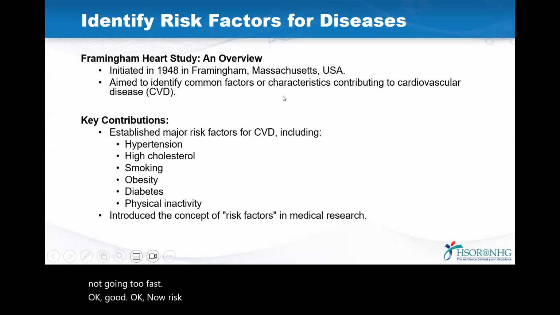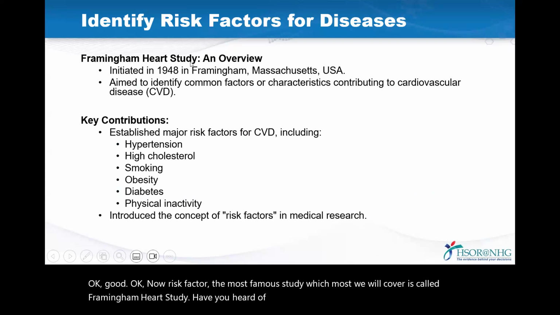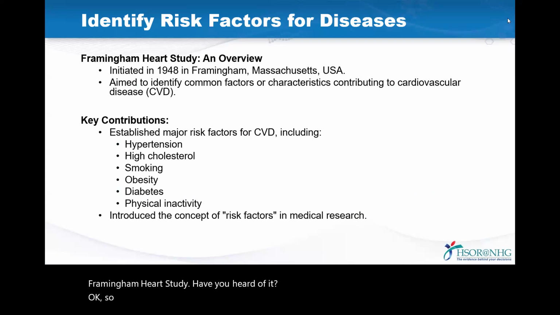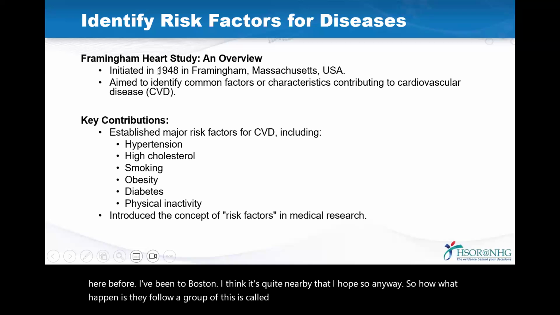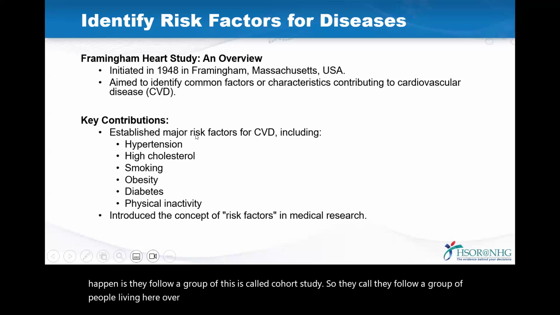Now about risk factors. The most famous study, which most people cover, is called the Framingham Heart Study. Ever heard of it? Framingham Risk Score? No. Okay, it's a place in Massachusetts, which I've never been to. I've been to Boston, which I think is quite nearby. But anyway, what happened is they followed a group of people living there over time. This is called a cohort study. So they find what the risk factors are.